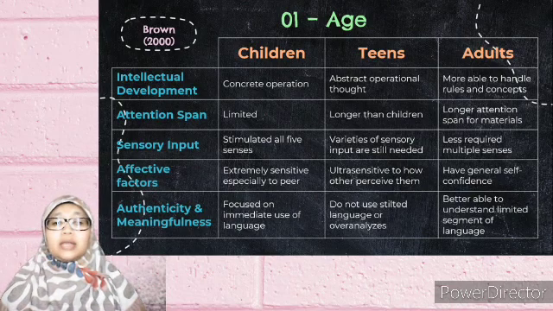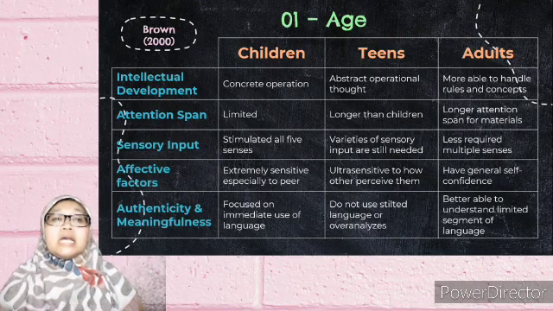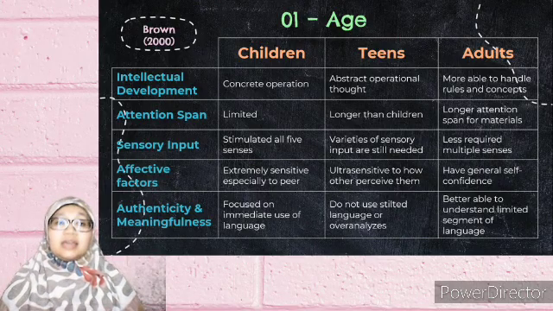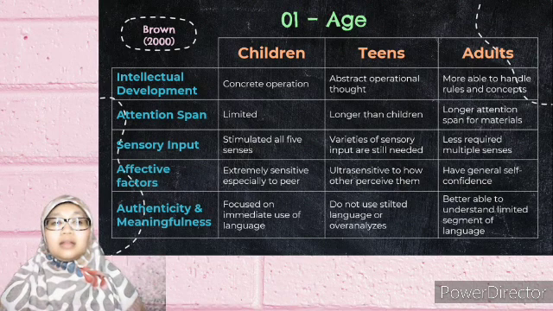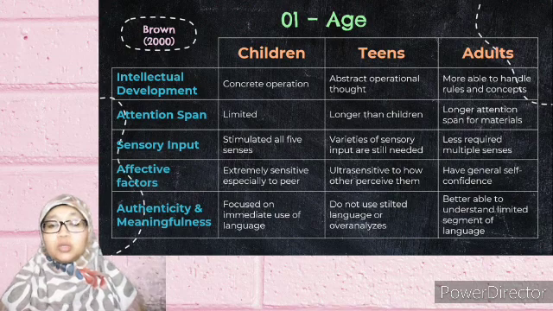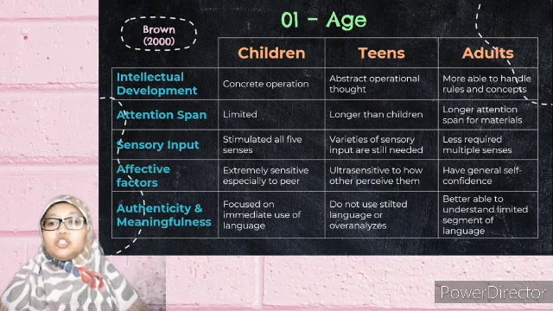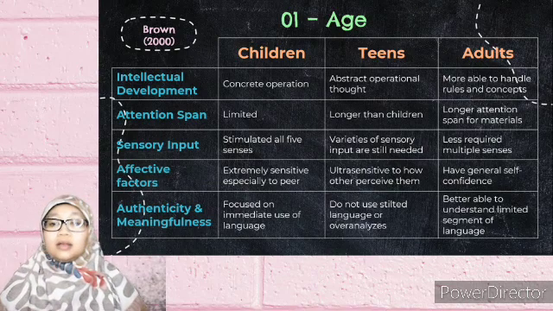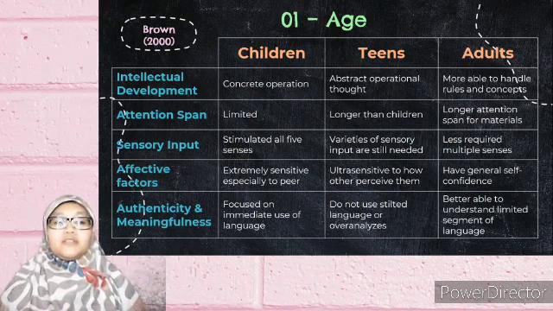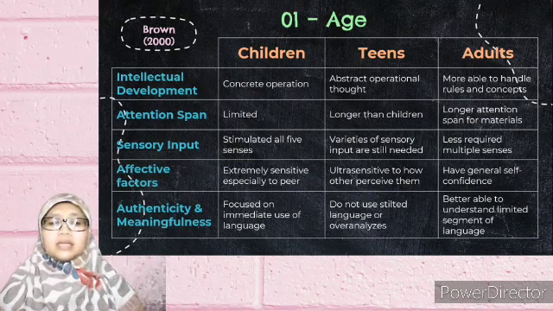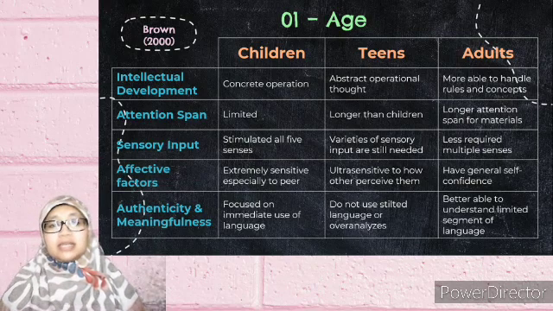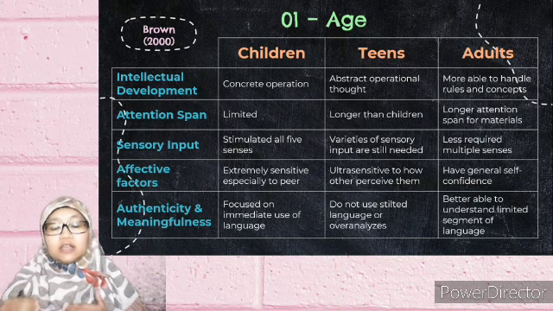Do not use stilted language or over-analysis. Even though their critical thinking has developed, like I have said in the intellectual development, they still need to rehearse, and they still need help or assistance from the teacher. And how about the adults? They are better able to understand limited segments of language. So perhaps they can be given materials that stimulate their higher-order critical thinking.